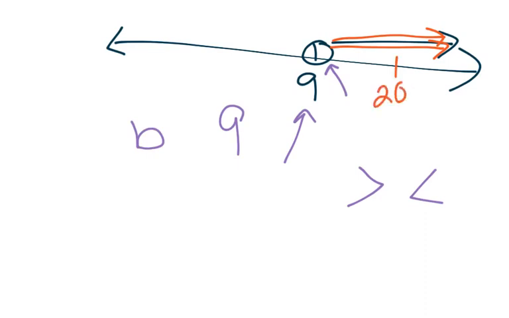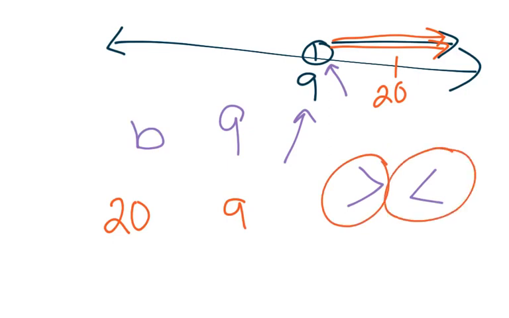20 could be to the right of 9, right? So now I'm going to replace b with 20. I have 20 and 9. Which of these two symbols would make that an accurate statement? Greater than. b is greater than 9. Let's try another one. If b was 50, is 50 greater than 9?